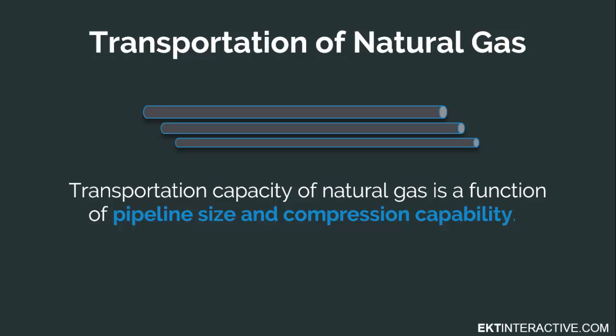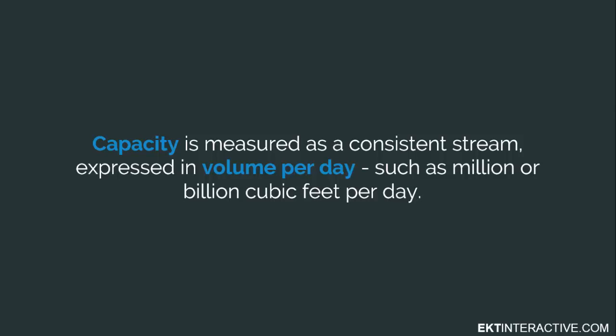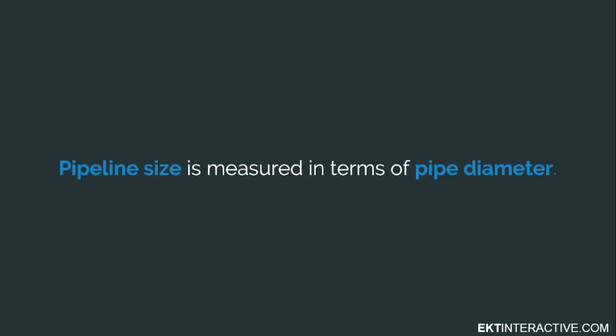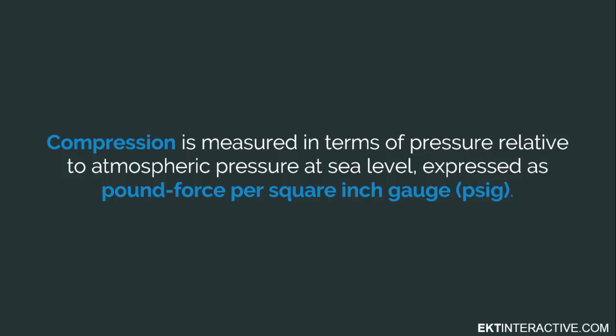Transportation capacity of natural gas is a function of pipeline size and compression capability, and is generally measured as a consistent stream expressed in volume per day, such as 1 million or billion cubic feet per day. Pipeline size is measured in terms of pipe diameter, and compression is measured in terms of pressure relative to the atmospheric pressure at sea level, expressed as pound force per square inch gauge, or PSIG.